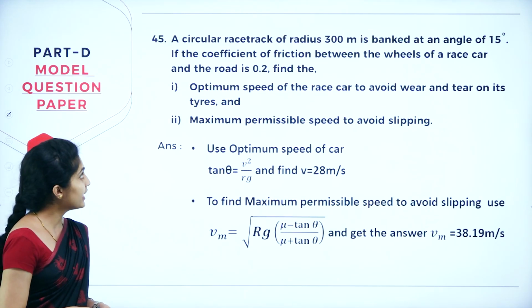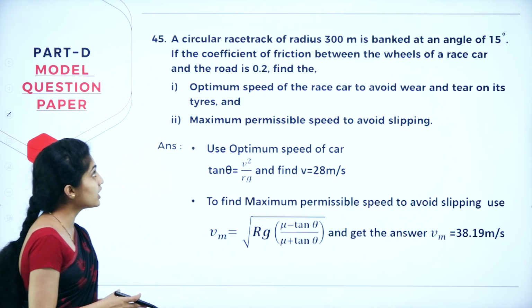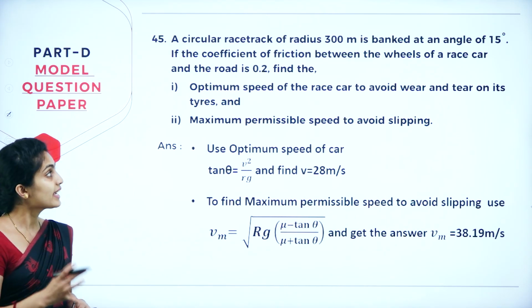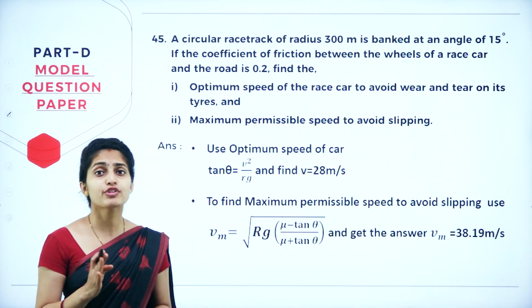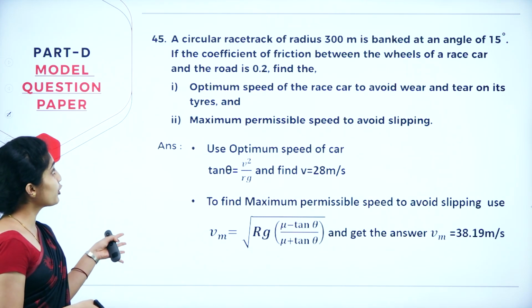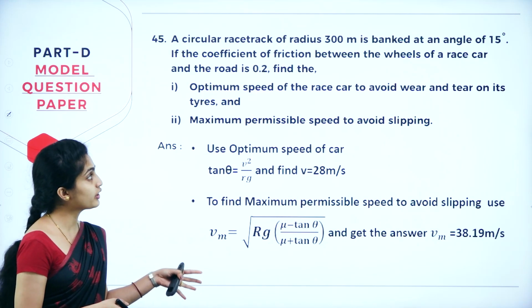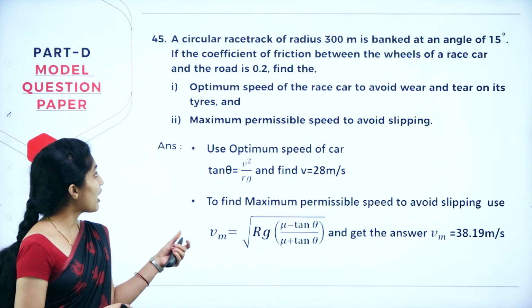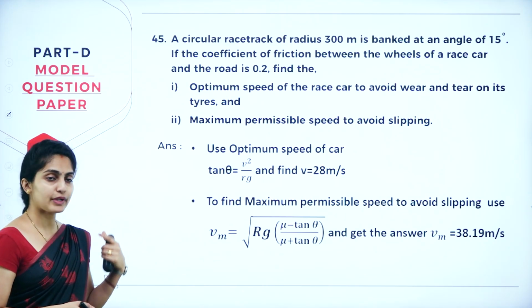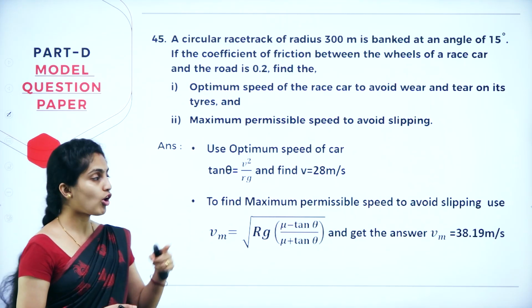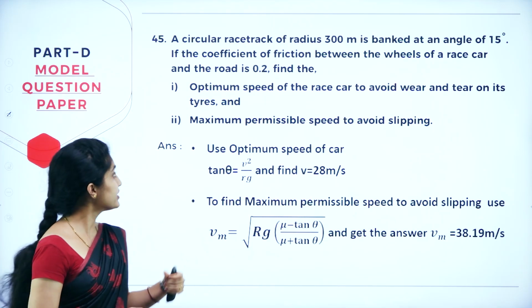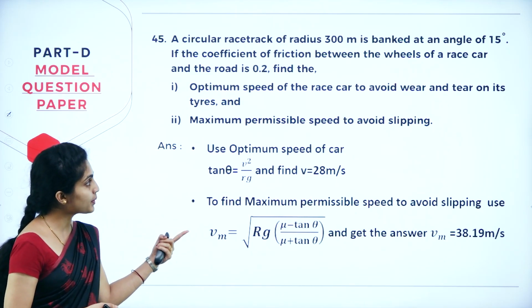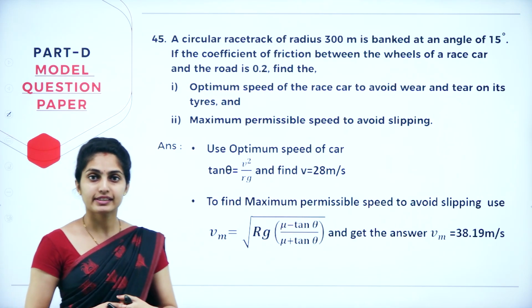Okay. And the next question is: a circular racetrack of radius 300 meters is banked at an angle of 15 degrees. If the coefficient of friction between the wheels of the race car and the road is 0.2, find the optimum speed of the race car to avoid wear and tear on its tires. And second question, the maximum permissible speed to avoid slipping.